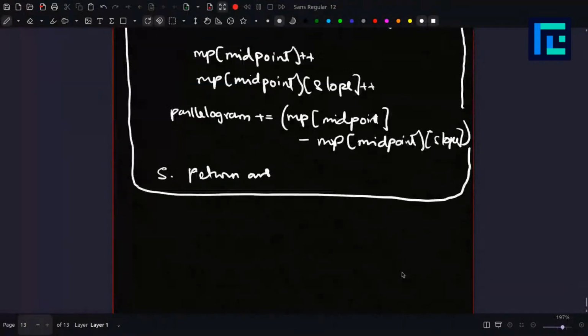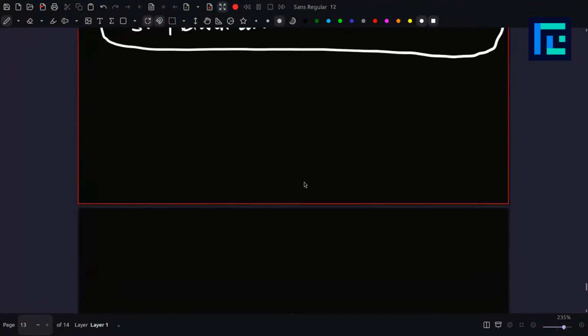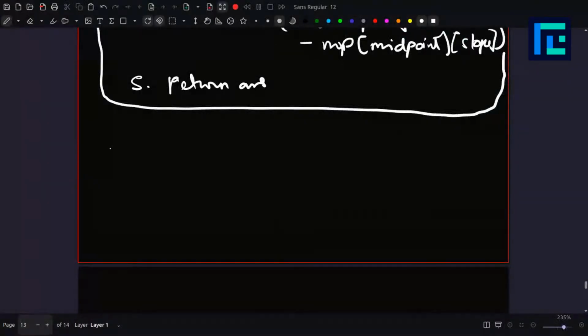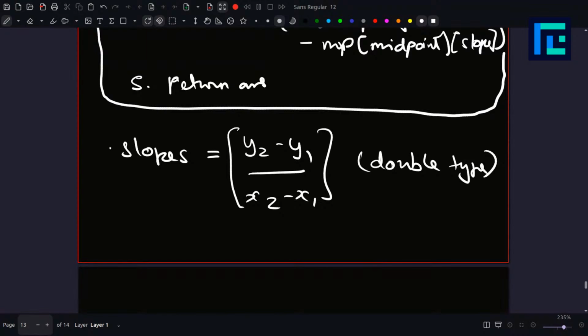What is the time complexity? Yeah, so one technical detail is how to store slopes. For slopes, you need the slope formula, right? The slope formula is y2 minus y1 over x2 minus x1. And you can see that if you do this normally, it will become a double type. But we don't want it to be a double type because that can lead to precision errors.